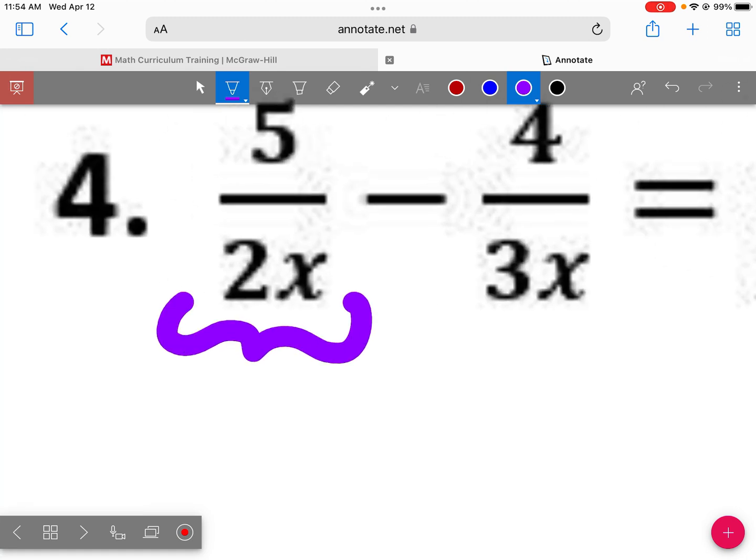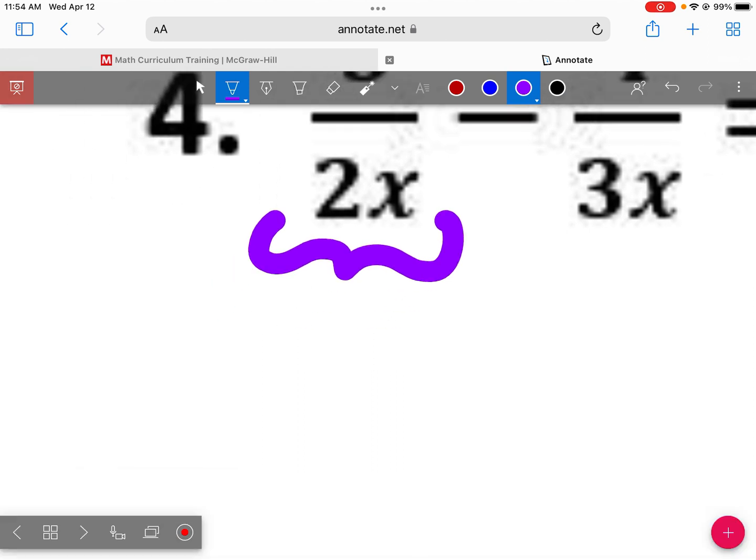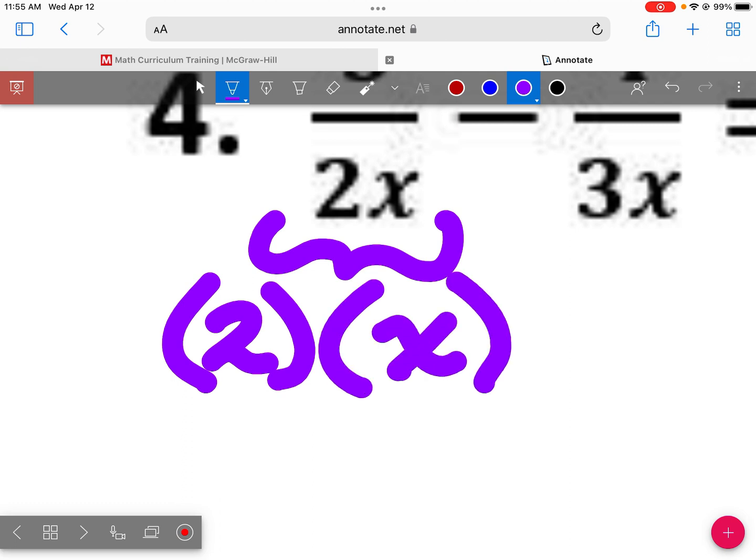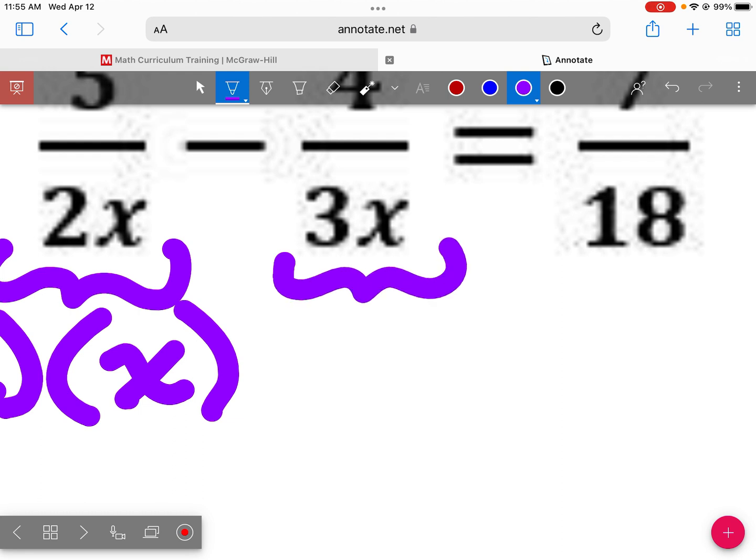What pieces got multiplied together here to give me 2x? 1x and 1x? No, that would be x squared. What's getting multiplied together to give me 2x? 2 and x. This is 2 times x. What about the second denominator? What are the pieces that got multiplied together to give me 3x? 3 and x.